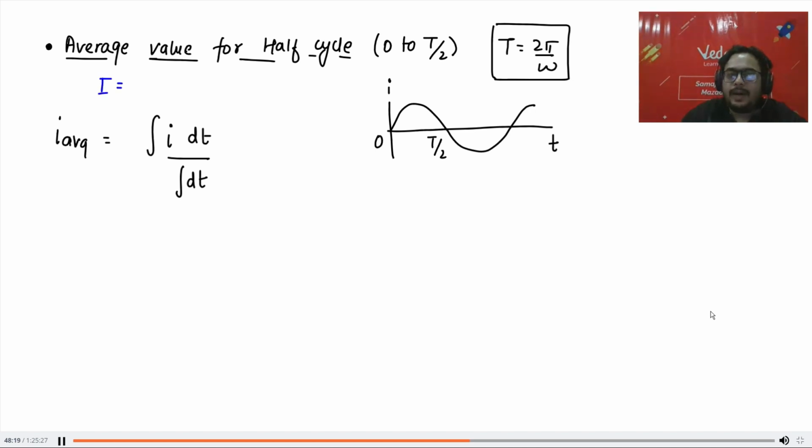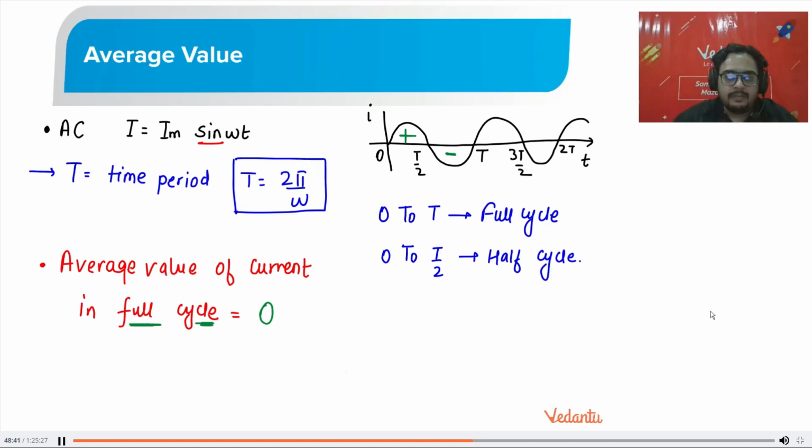Now I has been given to me. I is Im sin omega t. Any doubts till now? Because I am going to go into a derivation now. So if you have any doubts before the derivation, please ask, otherwise everything will become a khichdi. Go back one slide. Okay, I went back one slide. Sir, I not by 2 for half? I don't think so. Correct.